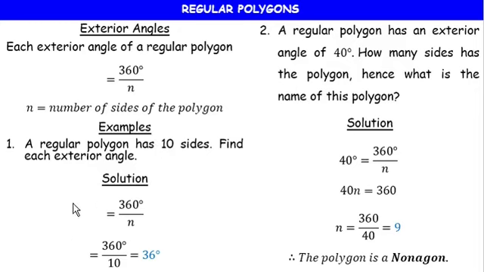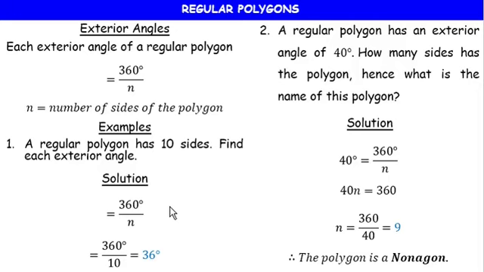So let's take this example here. A regular polygon has 10 sides, right? Find each exterior angle. So we said the formula is 360 degrees all over n. So it's simply going to be 360 over the number of sides, which is 10, giving us 36 degrees. So it means that each exterior angle of a regular decagon is 36 degrees.